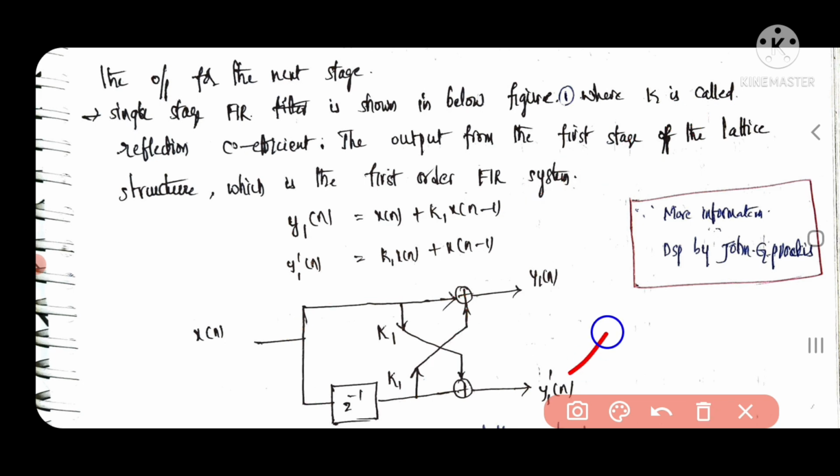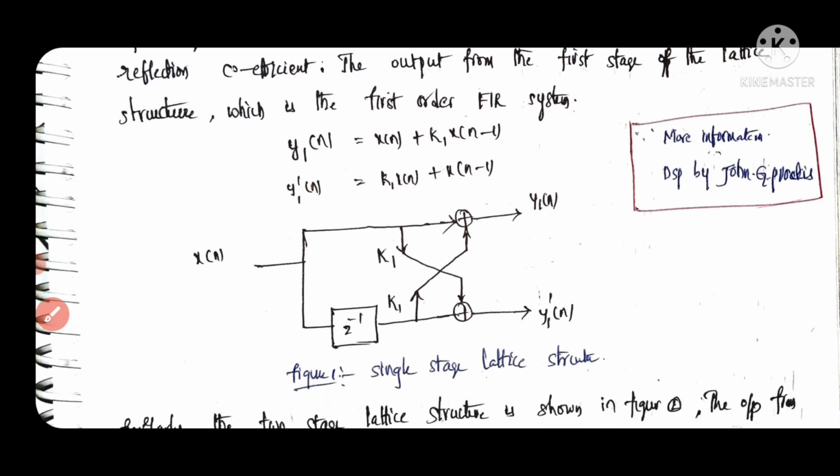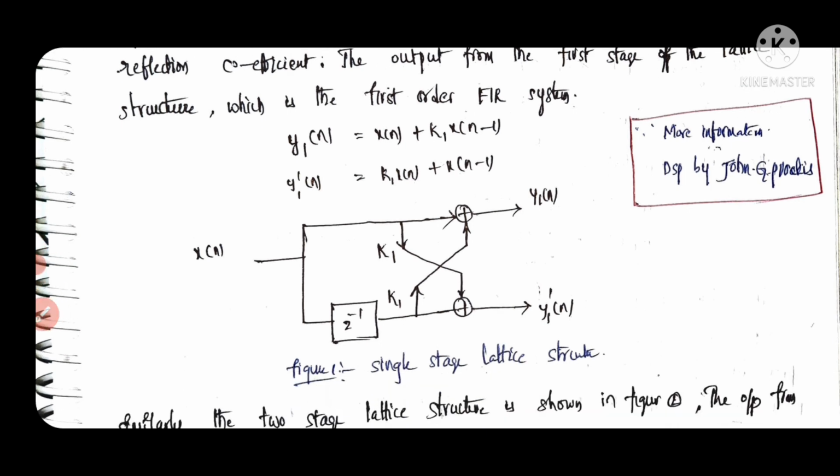So the second thing is y dash of n. What are the possible inputs for this adder? First one is in this direction, that is k1 into x of n, plus, here this is directly added to this one without multiplying by k1. Therefore y dash of n is equal to k1 into x of n plus x of n minus 1. So this is the second output, that is y dash of n. This y dash of n is generally called a supporting output for the next stage. Alright, up to now it is clear, guys. I think everyone has understood so far.